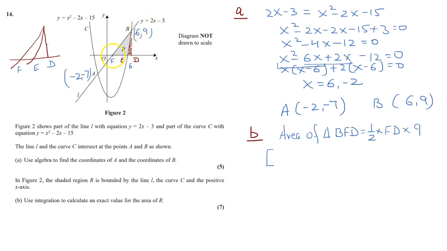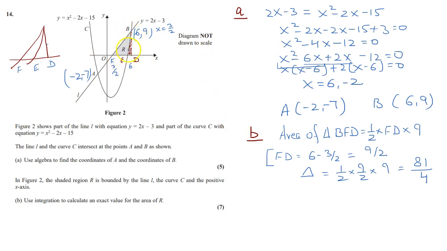Now this line is intersecting here, so here y is 0, so x will be 3 over 2. So FD will be 6 minus 3 over 2, so that is 9 over 2. So area of triangle is half multiply 9 over 2 multiply 9. That is 81 over 4. This is the area.